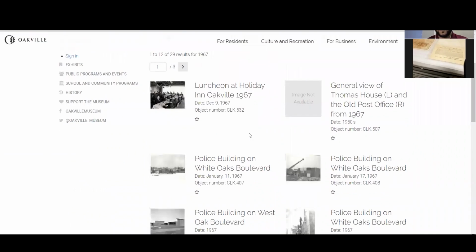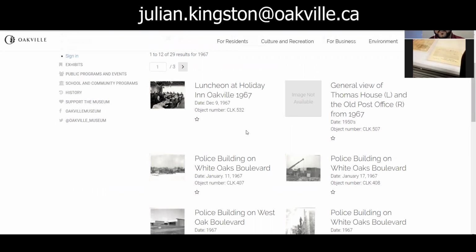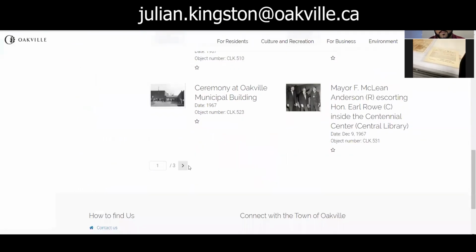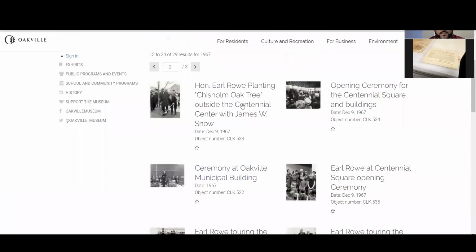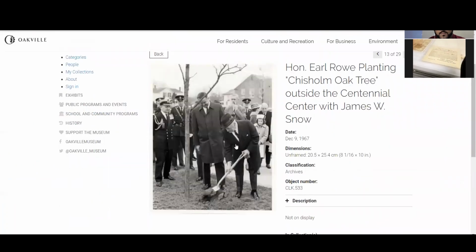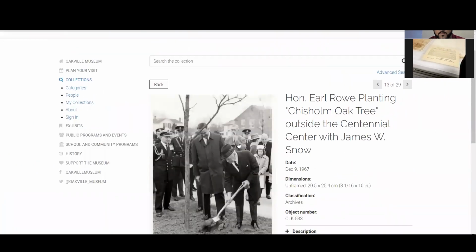Well, maybe that's something the viewers watching right now can also look up. That would be awesome. If someone can find one, go ahead and Facebook us at the museum or send them to me, julian.kingston@oakville.ca. I'd love to see some modern pictures of a tree that was planted in 1967. Like I said, 1967 was a very good year, if I do say so myself.